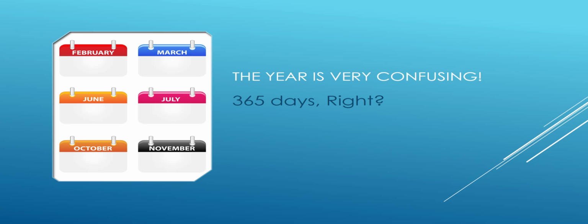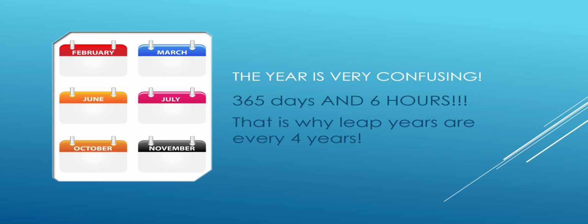The year may be the most confusing unit of time that has ever existed. We always say a year is 365 days, and that's true except when it's not, which is always. A year is really 365 days and 6 hours in the solar calendar, which I will talk about later. That's why every 4 years we have a leap year. Again, however, when we don't.